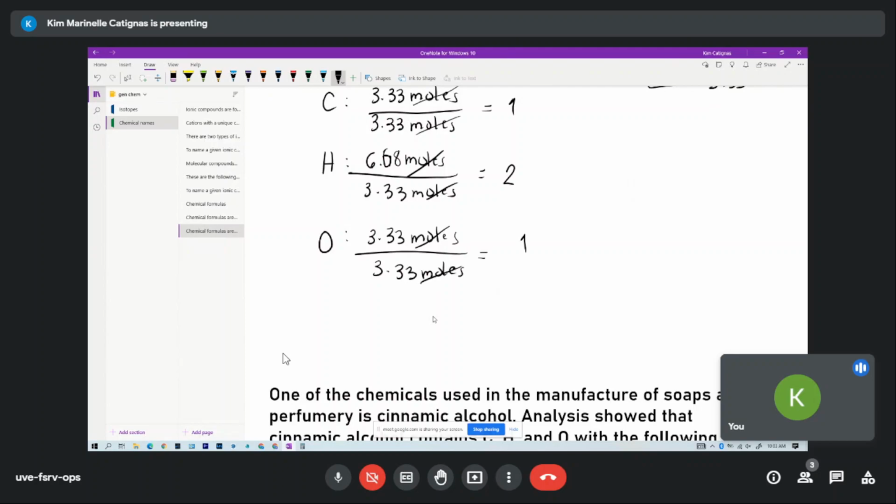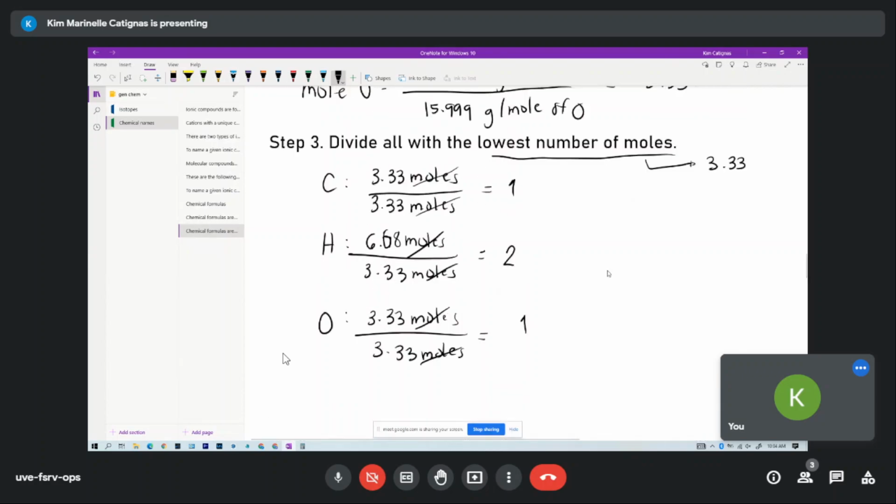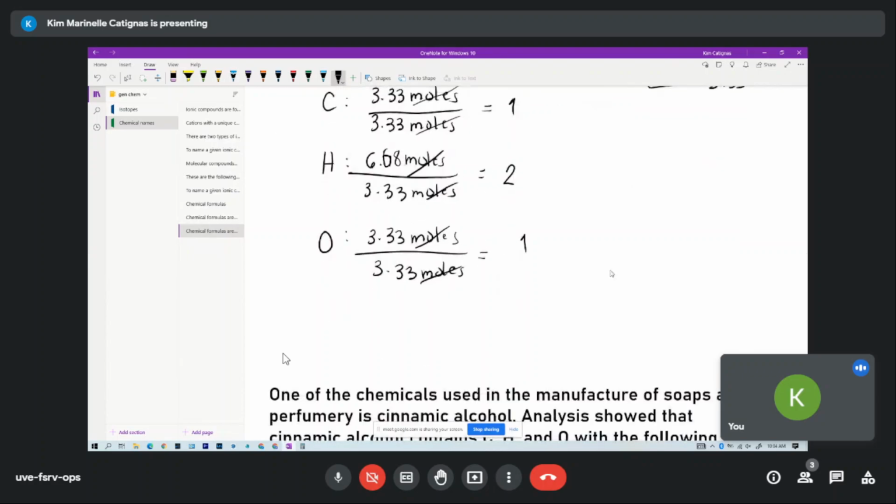Okay, so we have 1 for carbon, 2 for hydrogen, and 1 for oxygen. So, dun sa step 4 na hindi ko na nailagay, we just need to put these numbers as their subscript. So, we have C1H2O1, or simply CH2O. So, this is our final answer.